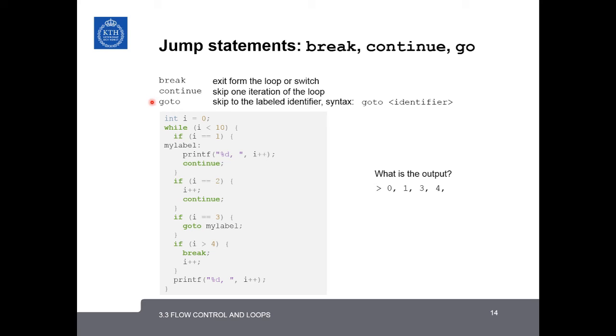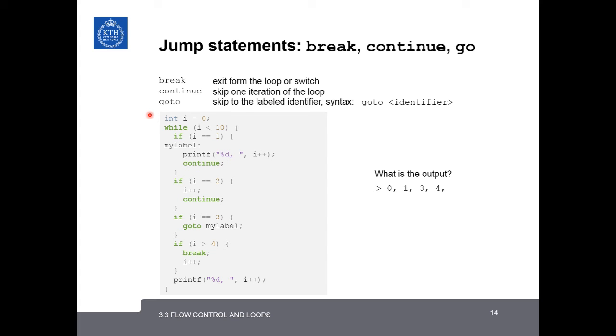Finally, you have goto, which skips to the labeled identifier given this type of syntax, goto identifier. In general, goto statements are bad practice in C, and we try to avoid them, and people generally do not think it's good code if you have a goto statement in it. So here I have a rather convoluted example of a while statement with a few conditional if statements inside of it, along with these break, continue, and goto statements.